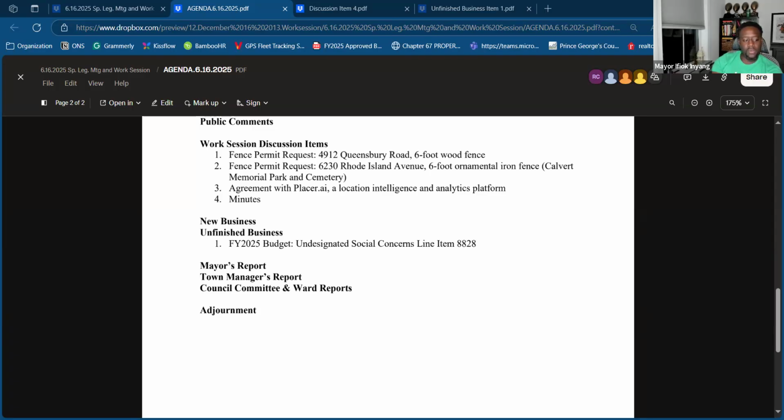We'll go to ward reports. We'll start with Ward 1. Councilmember Lingua, I'm assuming that's not a first dibs on your ward report. You have a question or comment for the town manager? Yes, question for the town manager. I was wondering if we could get an update on the schedule for the completion of the work at Town Hall.